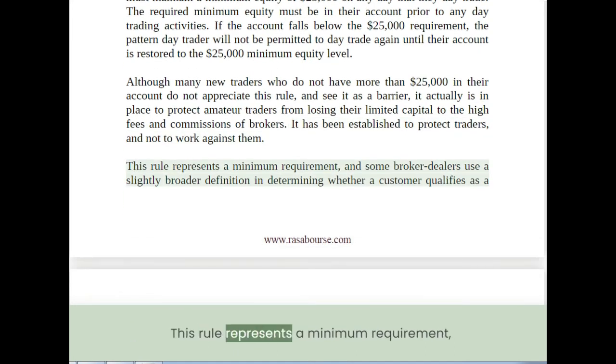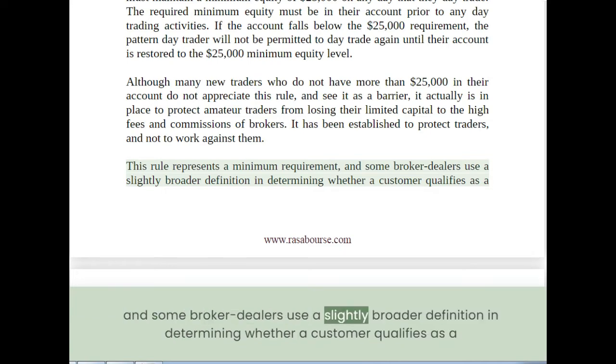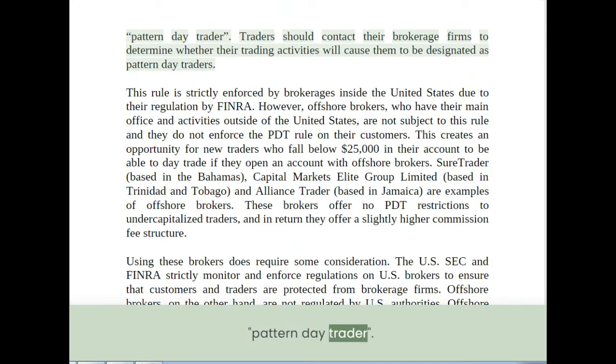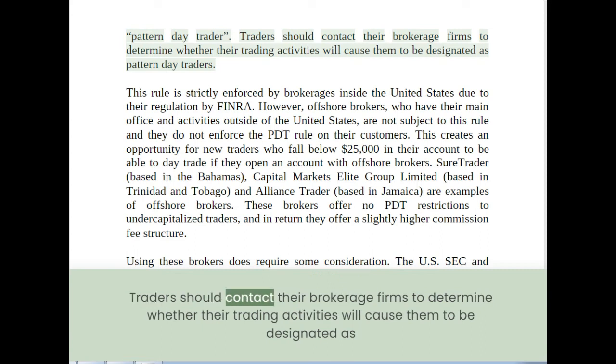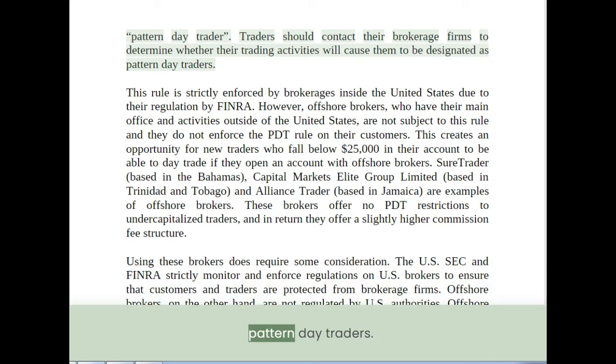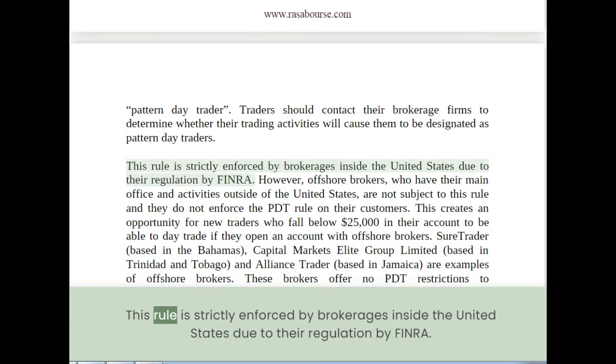This rule represents a minimum requirement, and some broker-dealers use a slightly broader definition in determining whether a customer qualifies as a pattern day trader. Traders should contact their brokerage firms to determine whether their trading activities will cause them to be designated as pattern day traders. This rule is strictly enforced by brokerages inside the United States due to their regulation by FINRA.